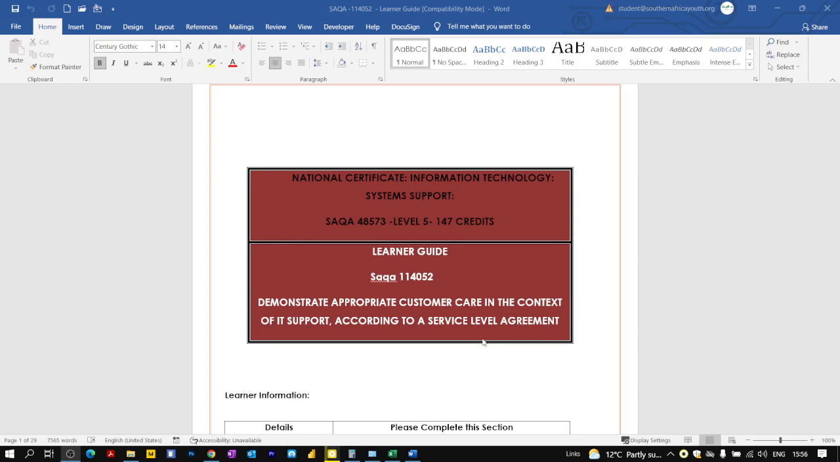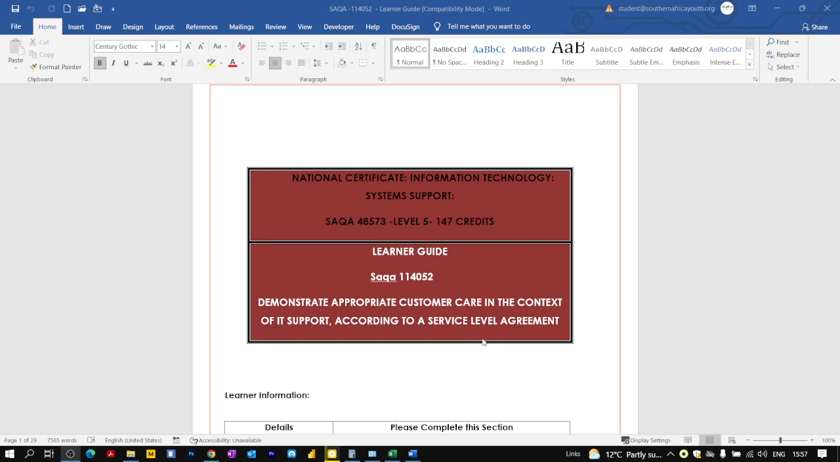So, what we are going to learn in this particular unit standard is to understand how to be appropriate in our customer care in the context of IT support, obviously, and then we'll be following the service level agreement. So picture yourself as employed by an IT company. It could be MTN, it could be Vodacom, could be any other IT company, not just the phone companies. Anyway, there are things that your clients expect from you, and sometimes things happen within or outside your control that can make you fail to give them what they expect.